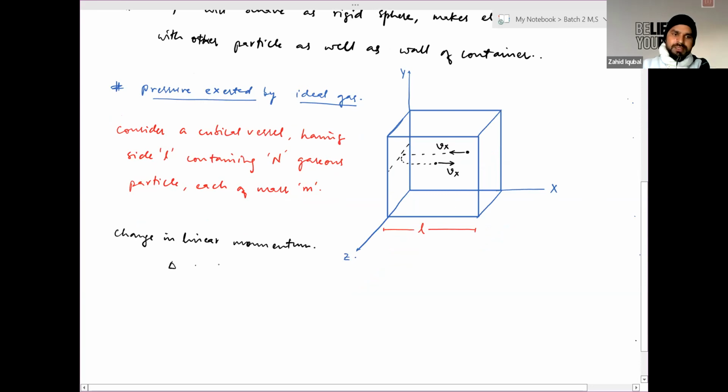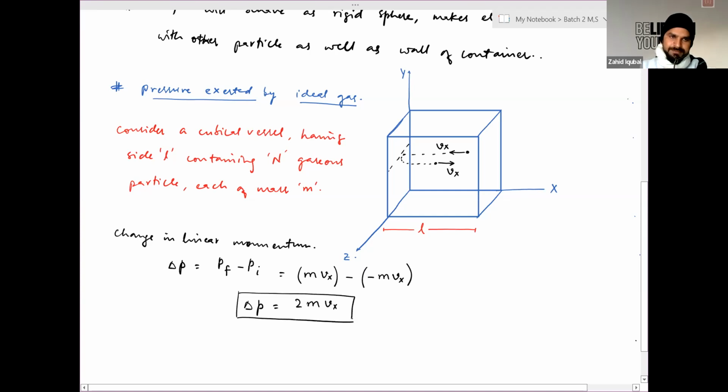So delta P is P final minus P initial. The particle is finally going towards positive x-axis, so mass times velocity along positive x-axis, minus, initially it was going along negative x-axis, so minus of mvx. Minus and minus will become plus. So the change in linear momentum during this process will be 2 times mvx.